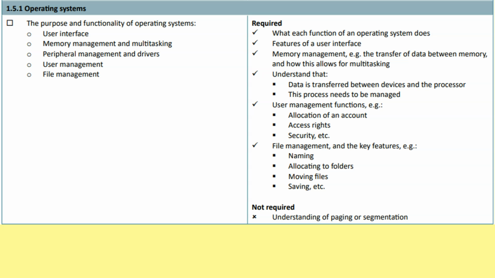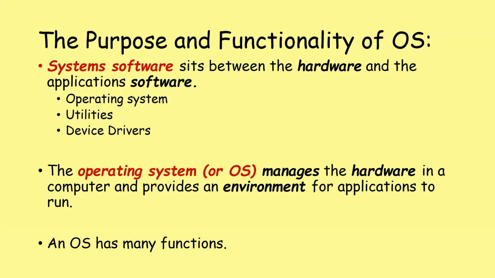Let's keep going. 1.5.1, Operating Systems. Starting with the purpose and the functionality of operating systems. System software is software that sits between the hardware and the application software. System software is commonly comprised of operating systems, utilities, and device drivers. The operating system, or OS, manages the hardware in a computer and provides an environment for applications to run.